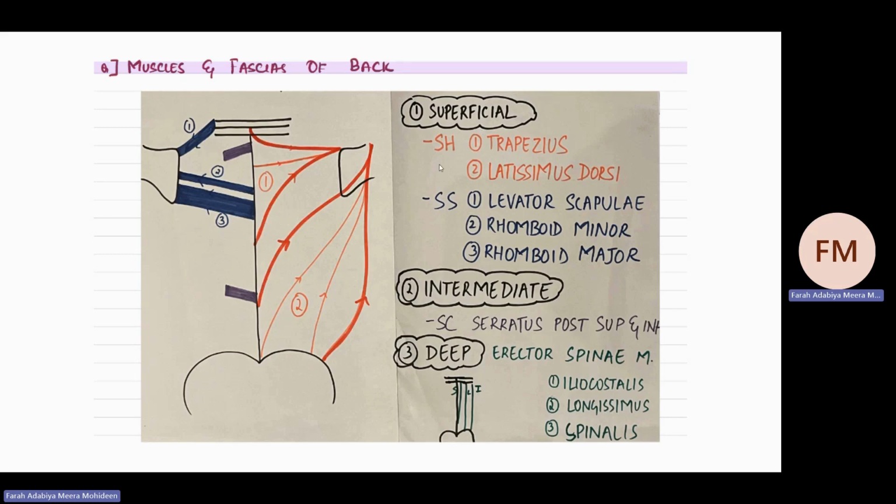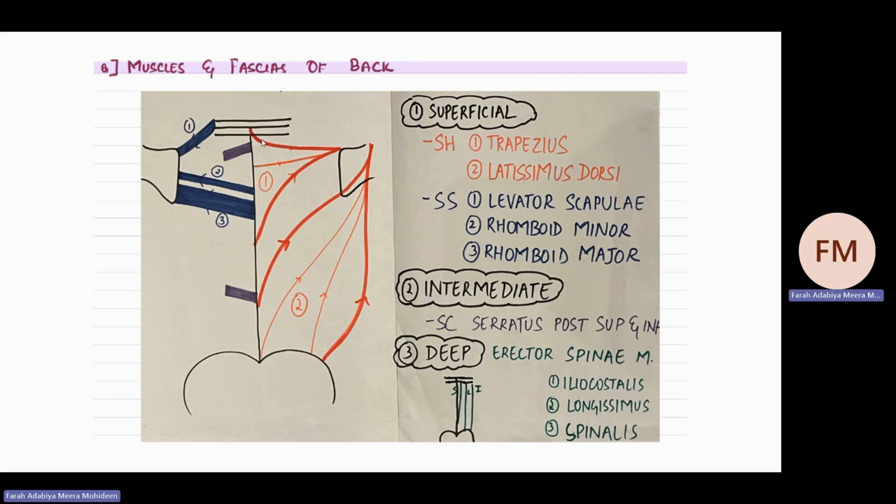Your first group is the spinohumeral muscles, which are the trapezius and the latissimus dorsi. So they originate from somewhere in the spine and they insert into somewhere in the humerus or near the humerus, right? First muscle, trapezius. It originates from your nuchal ligament, skull, and spinous processes of your C7 to T12 vertebrae, and it inserts into your clavicle, acromion, and the spine of your scapula.